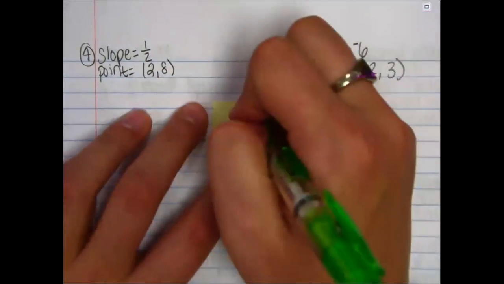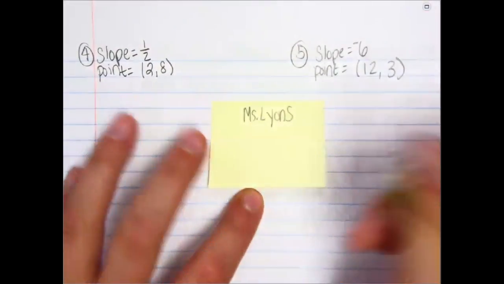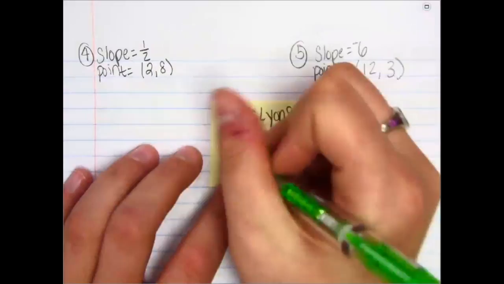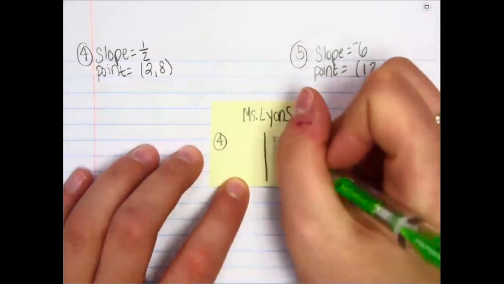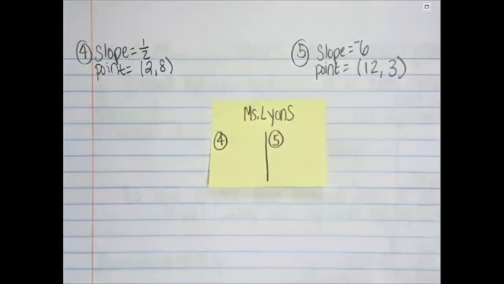On your sticky note, it's going to be a little one, you're going to put your name at the top. Your name, not mine. You're going to cut it in half, put your equation for 4 on this side, and your equation for 5 on this side. Got it? I want you to do this individually. I don't want you to talk with the people in your group for this one. When you're finished, you can come put your sticky notes on the smart board.